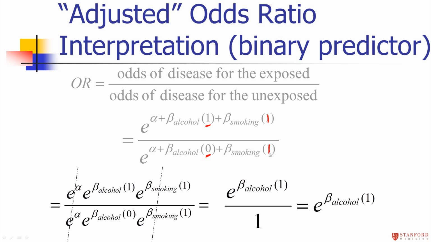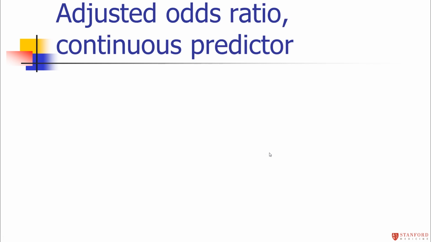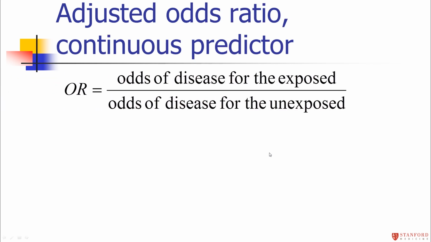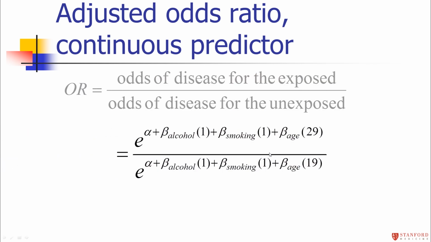I can use the same logic to show you that this works for a continuous predictor as well. So here's a continuous predictor. For a continuous predictor, I'm going to be comparing, again, the odds of disease for somebody with a higher level of the continuous predictor compared to somebody with the lower level. For example, imagine that I've got my second model here that's got alcohol, smoking, and age in the model. Age is a continuous predictor.